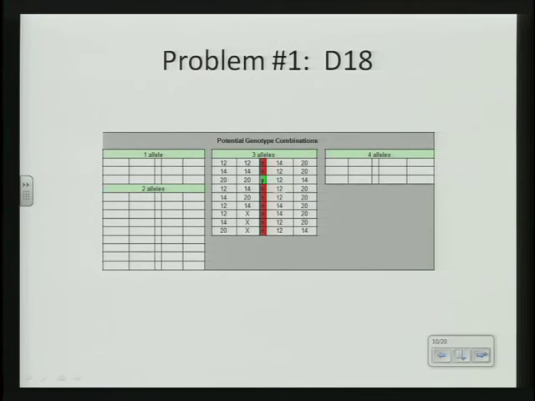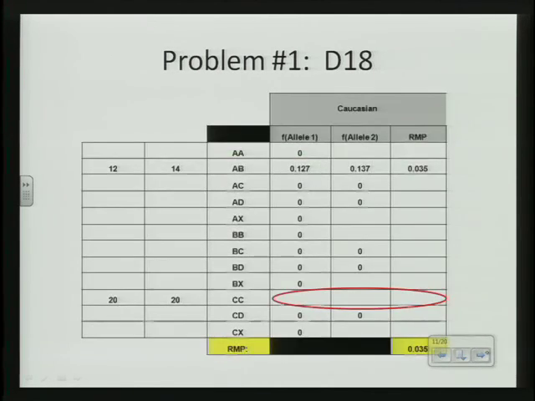Then D18, again, we can ignore that pull-up peak. You go through, you've got the 20-20. Yeah, well, we know where this is going. Sum that down. We good? Better?